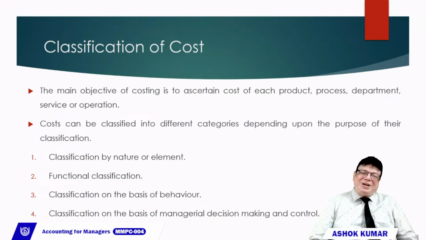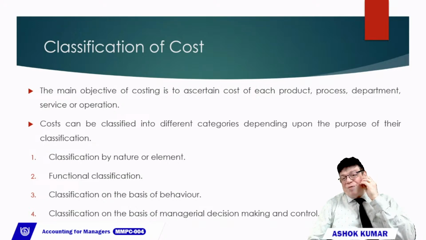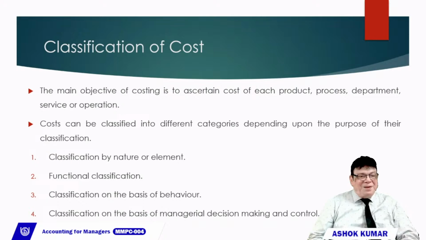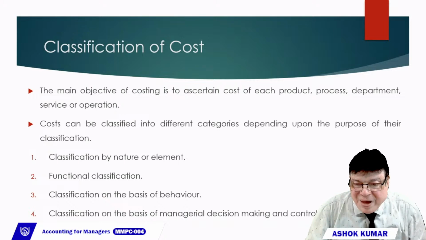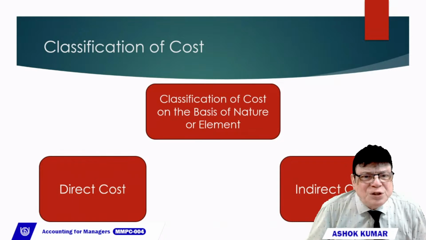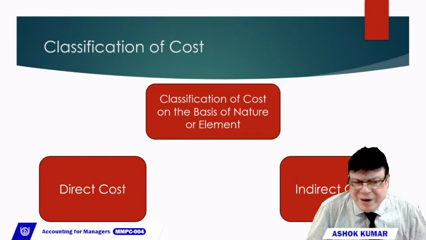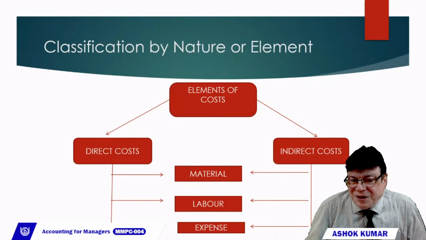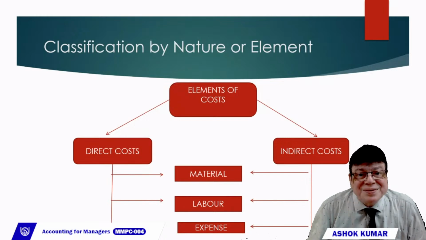Cost can be classified into different categories depending upon the purpose of classification: classification by nature or element, functional classification, classification on the basis of behavior, and classification on the basis of managerial decision making and control. Now, classification of cost on the basis of nature or element: direct cost and indirect cost, towards material, towards labor, and towards expense.